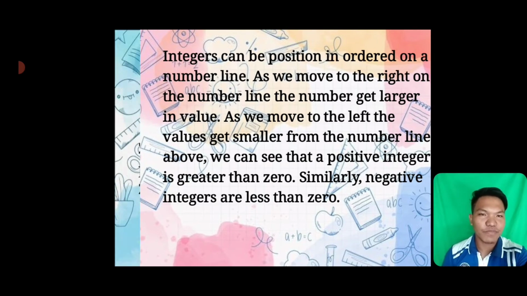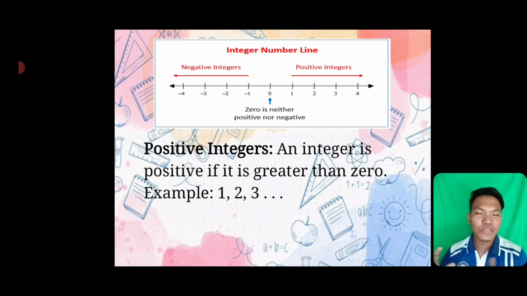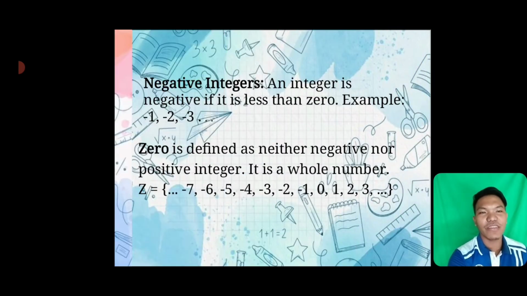So, as you can see on the picture, the positive integers are placed on the right side of the number line, which means if the number moves to the right, the value of the number will get higher, while on the left side of the number line, which is the negative integers, when it moves to the left, the value of the number will get smaller. So did you get it? Very good. Now let's proceed.